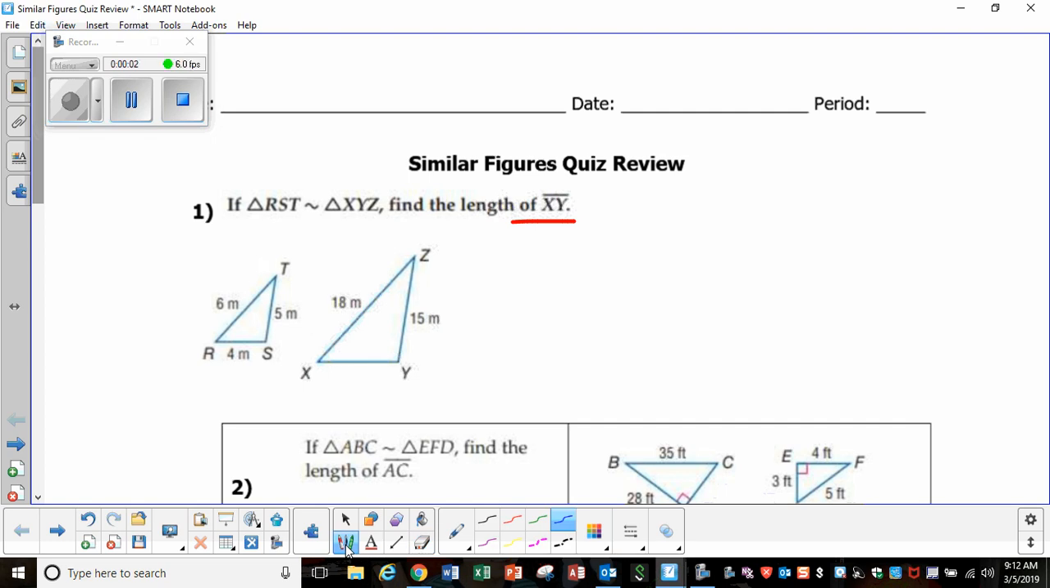Okay guys, we're going to go over the similar figures quiz review. The first question says, triangle RST is similar to triangle XYZ. Find the length of XY.